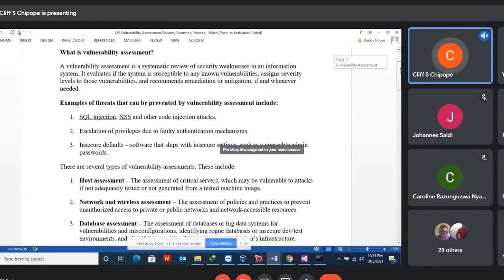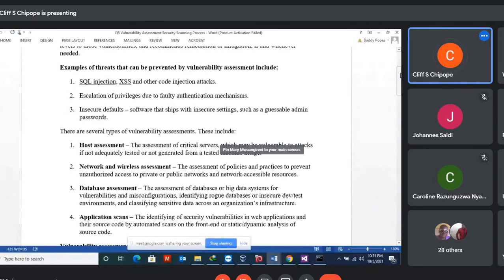Examples of the threats that can be prevented are SQL injection, then XSS, and other code injection attacks. Escalation of privileges due to faulty authentication mechanisms, and insecure defaults, that is software that ships with insecure settings, such as a guessable admin password.